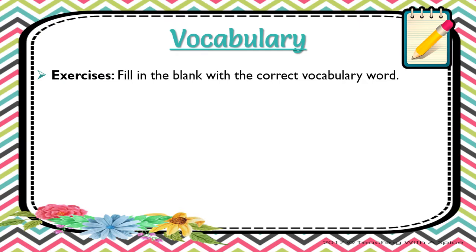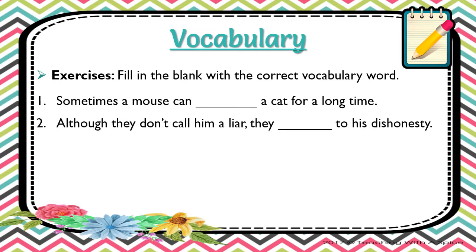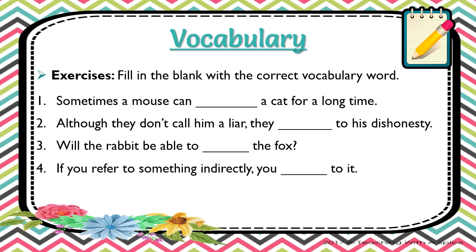All right, fill in the blank with the correct vocabulary word. Number 1. Sometimes a mouse can blank a cat for a long time. Number 2. Although they don't call him a liar, they blank to his dishonesty. Number 3. Will the rabbit be able to blank the fox? And number 4. If you refer to something indirectly, you blank to it. All right, pause the video if you need to.